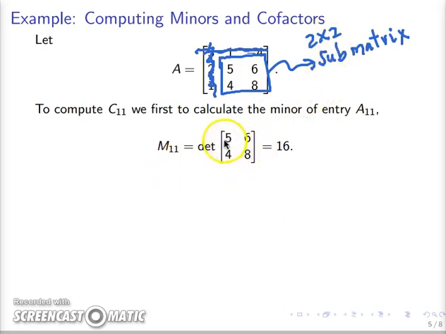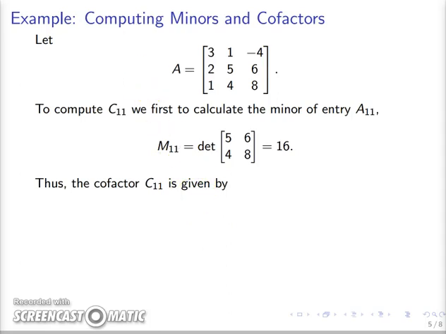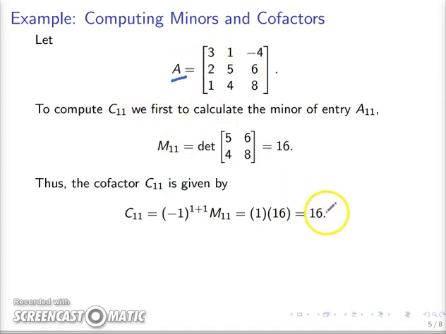So in this case, the determinant of this matrix is equal to 16, and what comes next is to multiply that by a power of -1, such that that exponent is given by adding the row number and the column number. So in this case, this would lead to -1 to the power of 2, which is 1, and 1 times 16 is 16. So we would say that the cofactor for entry 1, 1 of this matrix A equals 16.